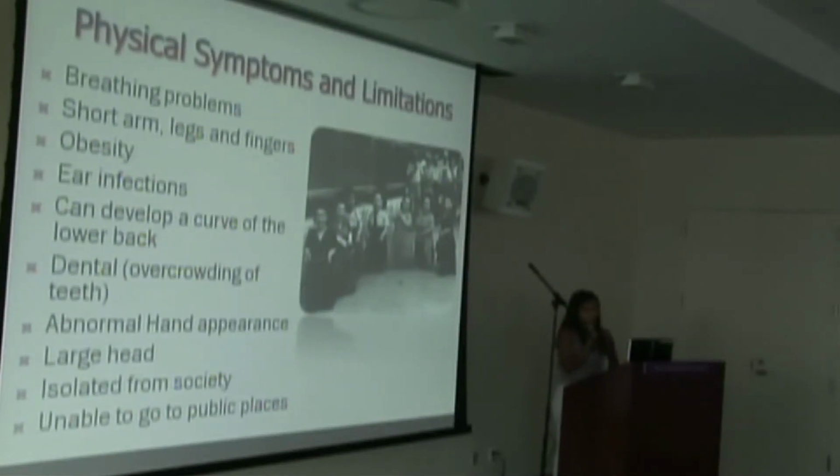Physical symptoms and limitations. Some physical symptoms that they have to go through are breathing problems. They have short arms, legs, and fingers. They go through obesity. They have ear infections, and can develop a curve on the lower back. Dental problems, abnormal hand appearances, like their middle finger and their ring finger is more separate than the others, and they have a large head.